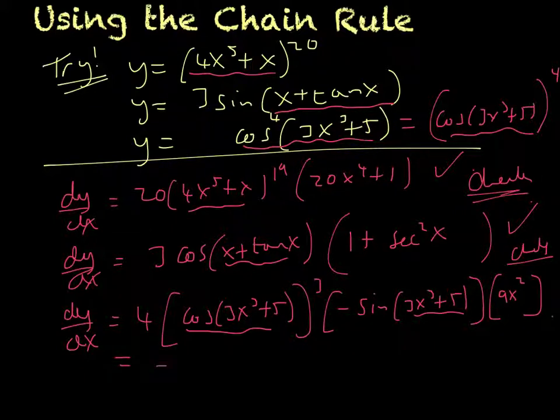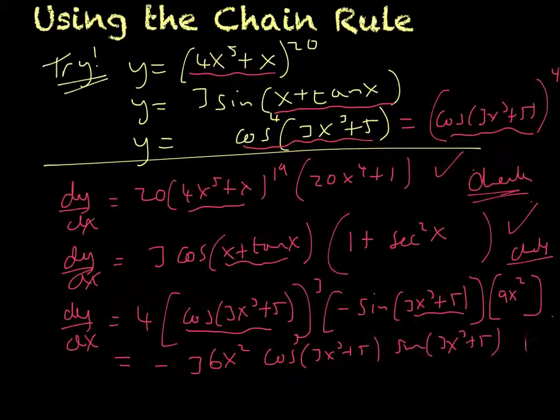So if I just tidy that up, minus 36x squared cos cubed of 3x cubed plus 5 sine of 3x cubed plus 5, and done. Check it, make sure you're checking it, and we should be happy.